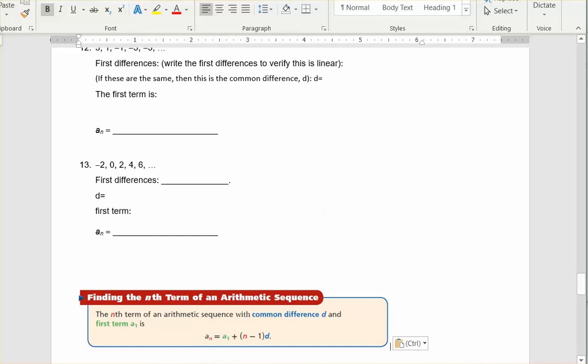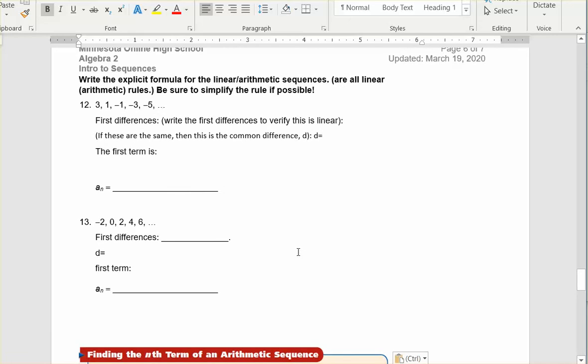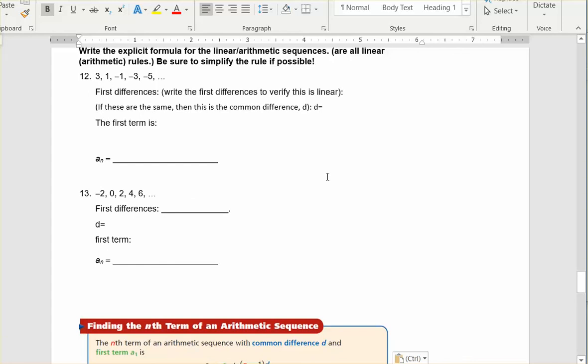So the rule says that we're going to need the common difference, and we need to know the first term, and then the n is just what number term you're looking for. And in these, we're not looking for a term, so that n will stay in our rule. So the first part is finding the common difference.